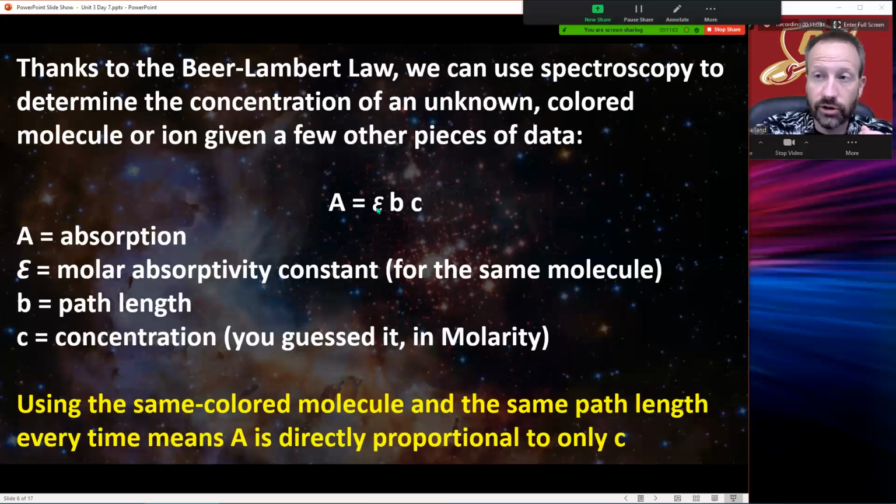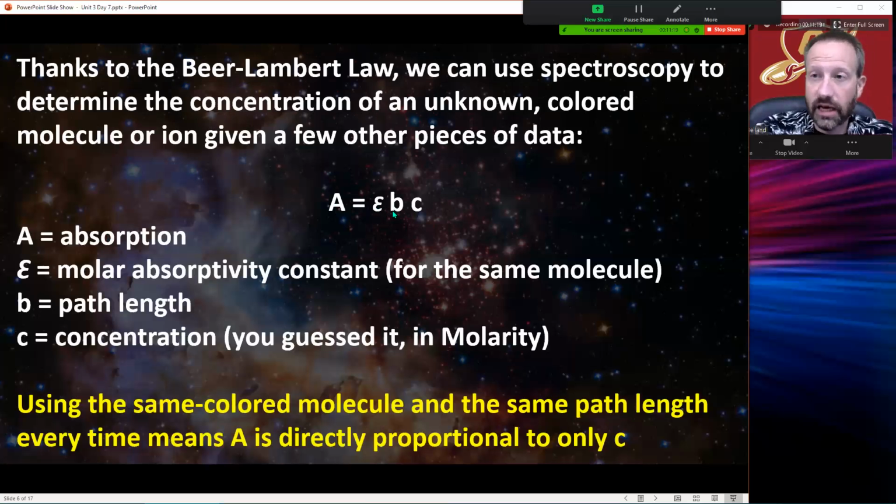So every time I use, say, sucrose, I know I can look up its molar absorptivity constant and know what that number is every time I'm dealing with sucrose. It's constant for sucrose. Now, if I'm using glucose, I can't use that number anymore. I need a new number, okay?